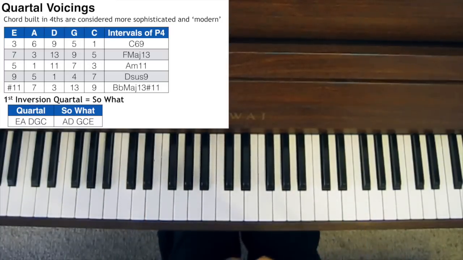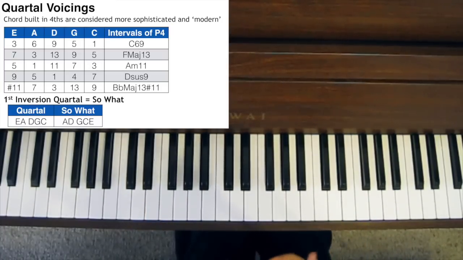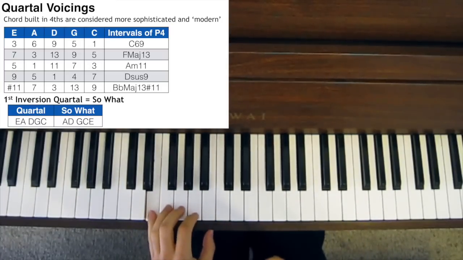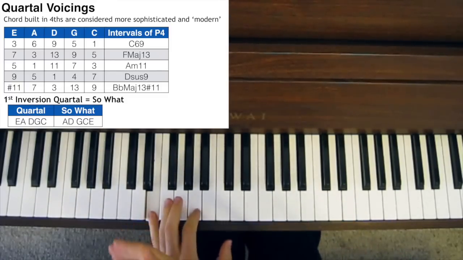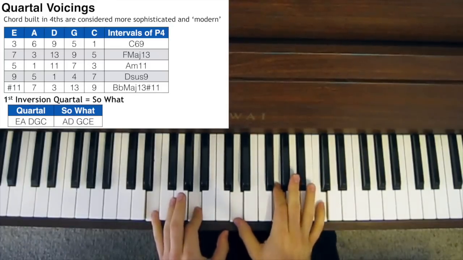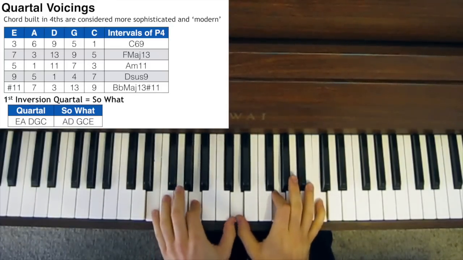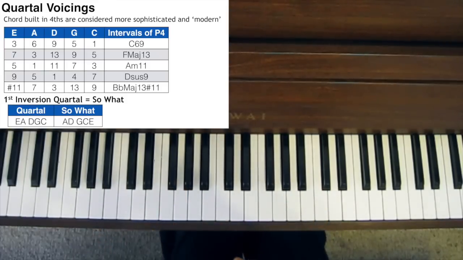Now, to show you this ambiguity, let's build up a quartal chord beginning on the note E and just going up in intervals of perfect fourths. So we go E, A, D, G, C. Now, this chord can be a C6-9, F major 13, A minor 11, D sus 9, or B flat major 13 sharp 11. And that's what I mean when I say that quartal chords are ambiguous.